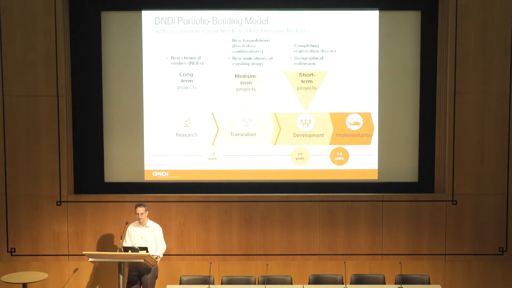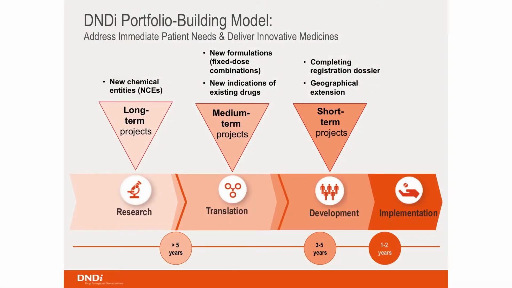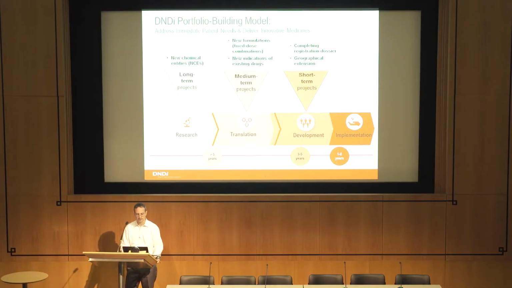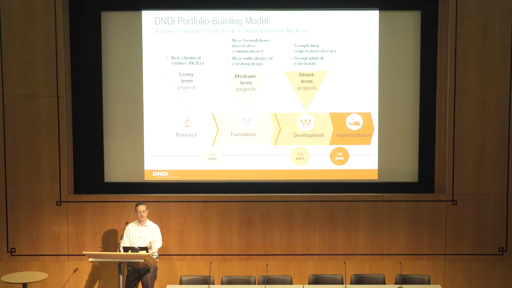We've got 7 funding members, which are listed in these slides, and we have WHO TDR as a permanent observer. So what is our model? DNDi is trying to deliver therapeutic options for neglected tropical diseases and address patients' needs. For that, we have projects along the whole pipeline of drug development. We have short-term projects which aim at, for instance, registering drugs, geographical extension, etc., or repurposing drugs, or even long-term projects like new chemical entities.